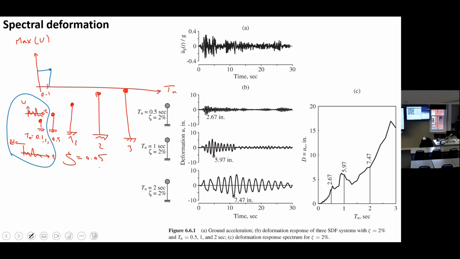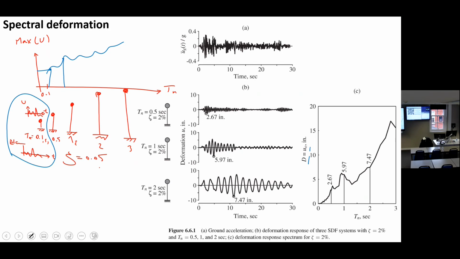Exactly the same procedure. I'll enter the center as an input to the second one, get the response history function versus time, get the maximum one, plot them here. If you go there, you will have a graph like this. This is what I'm telling you. You will have a graph. The x-axis is Tn for different single degree of freedom systems. The y-axis is capital D. Capital D means maximum deformation.